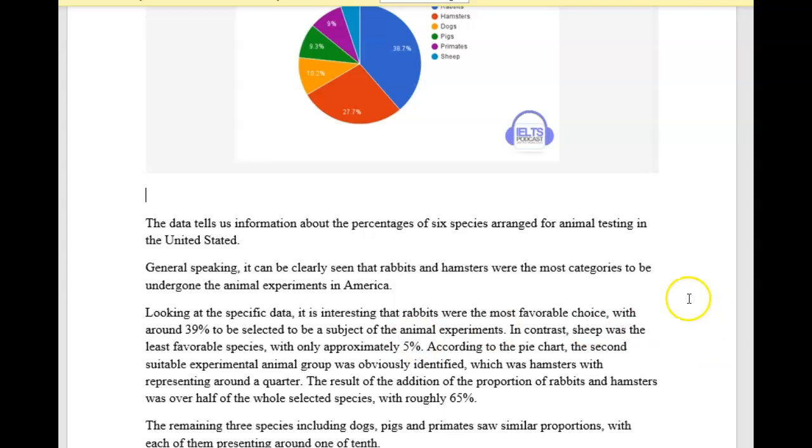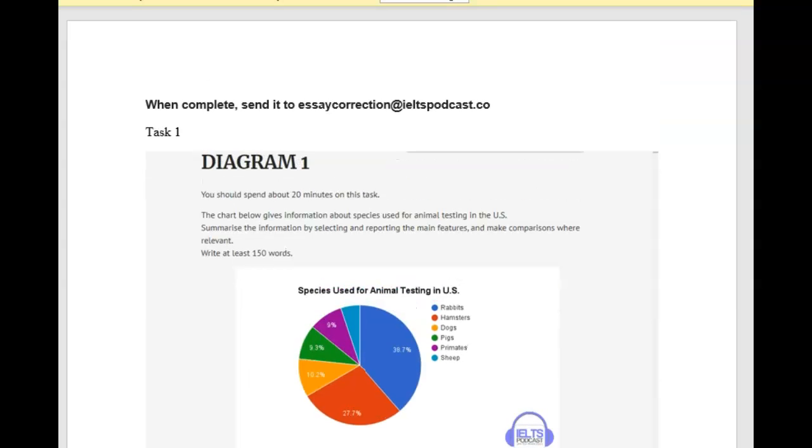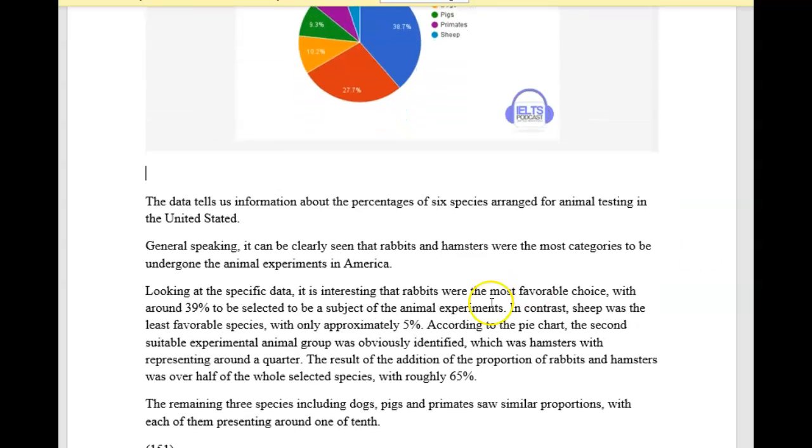In contrast, sheep was the least, again, I would say used here. Let's see what they've used here. Okay, so sheep was the least used species with only approximately 5%. According to the pie chart, the second most common experimental animal group, okay, I don't know about this, was obviously identified. I don't understand why you've used this term here. I would get rid of this. I would have just said the second most common experimental animal was hamsters, representing around a quarter.